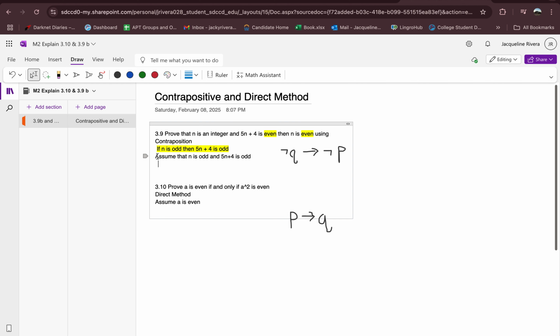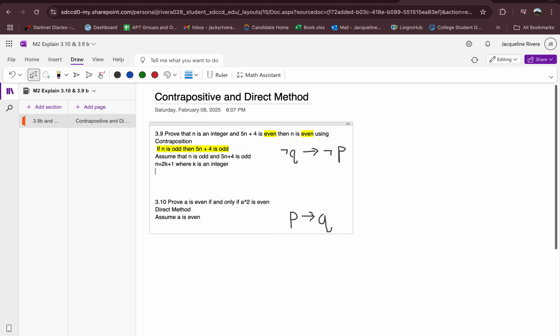And then from there, we're going to assume that n is odd and 5n plus 4 is odd. So those are our assumptions. And from here, because it's odd, that means that we're using n equals 2k plus 1, where k is an integer.